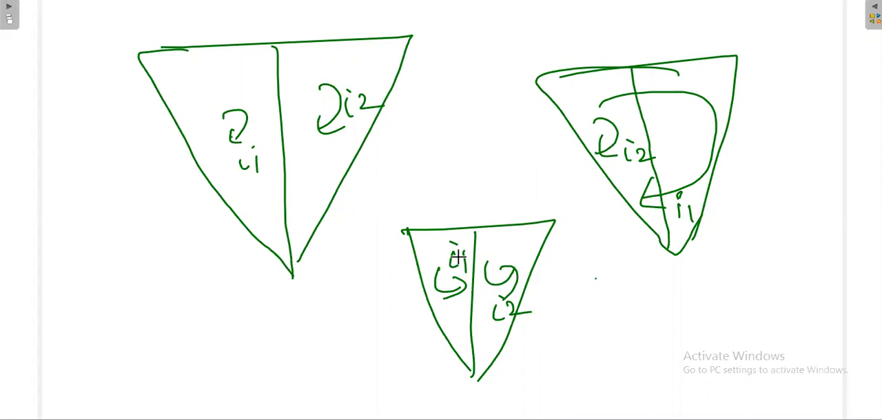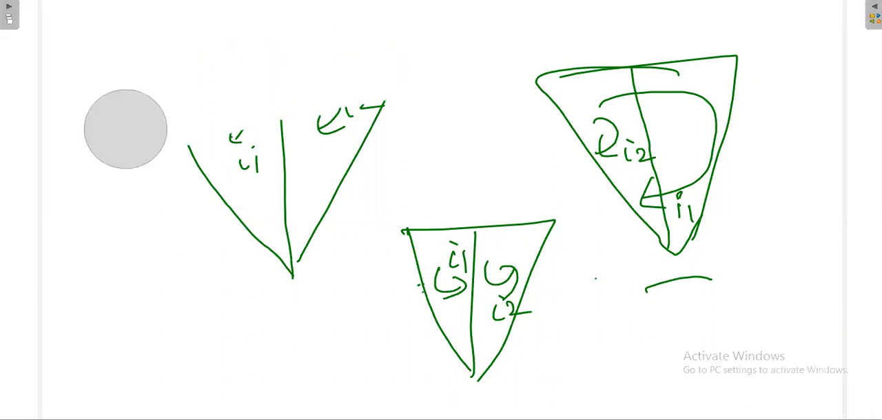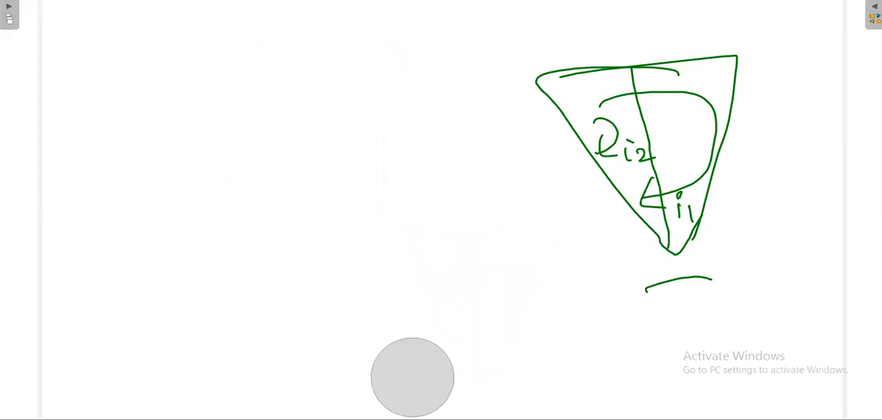When I choose I1 like this, the branch currents are already fixed, but you will get a different relationship because you have chosen the loop current in a different manner. Finally, that will also represent the circuit. So that is the idea of the tie-set matrix. From the exam point of view, what you should know is: what is the dimension of the tie-set matrix?